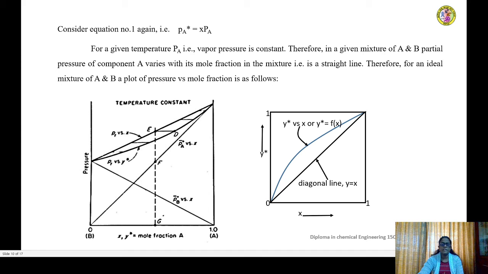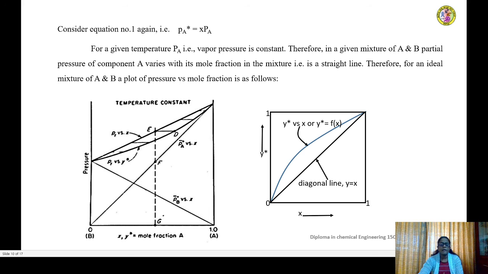Now, just consider equation number 1. That is the mathematical statement of Raoult's law: PA star equals XPA. Let us now see how this equation can be shown on a graph. For a given temperature, the vapor pressure PA is constant. You all know that the vapor pressure of a pure component varies with temperature, so at a particular temperature, the value of PA will be fixed.